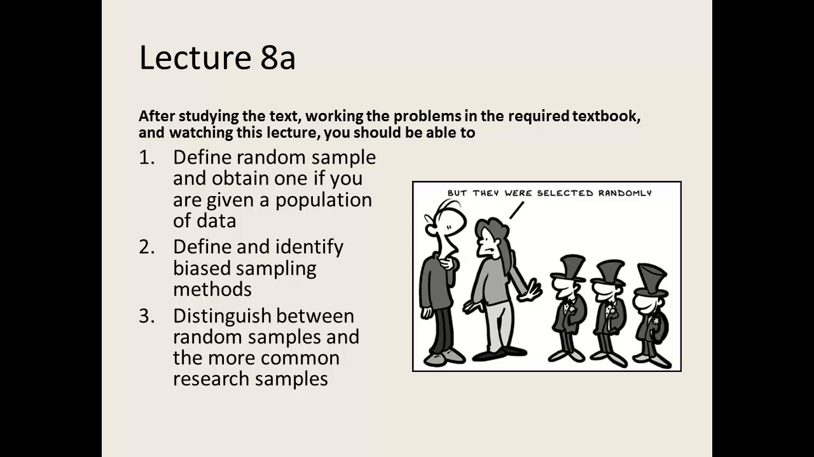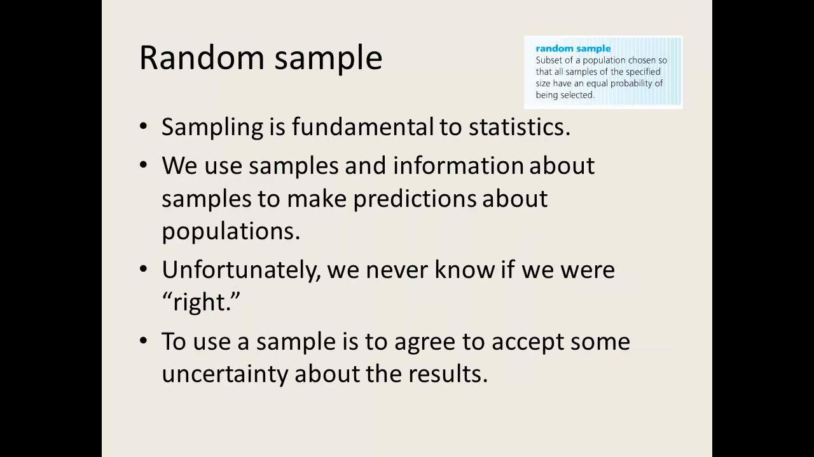In Lecture 8A, we will define random samples and obtain one if given a population of data, define and identify biased sampling methods, and distinguish between random samples and the more common research samples. To perform a simple random sample, you have to use a table of random digits.